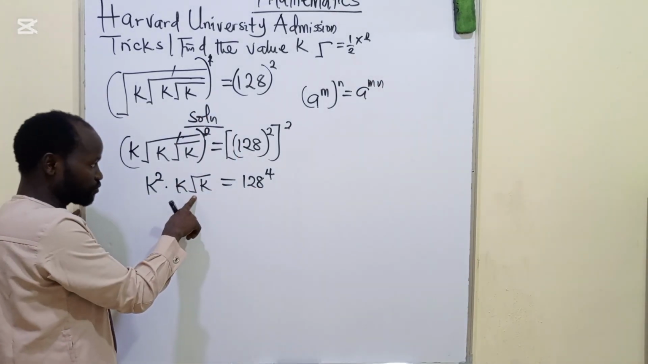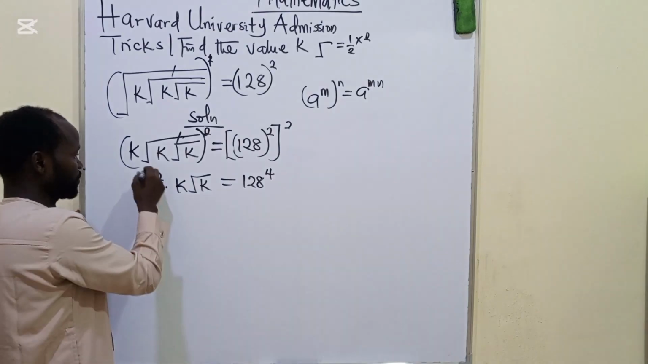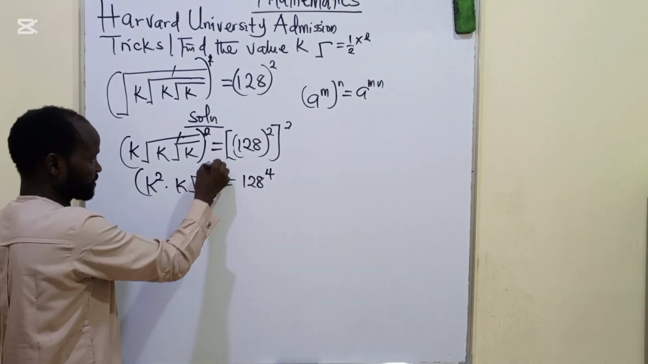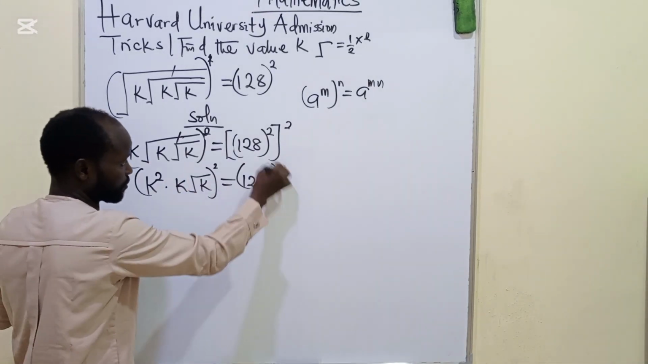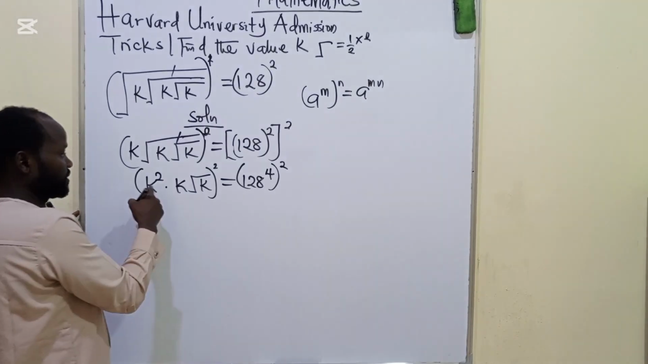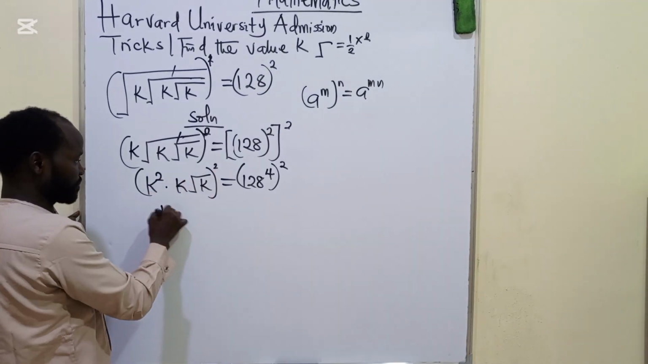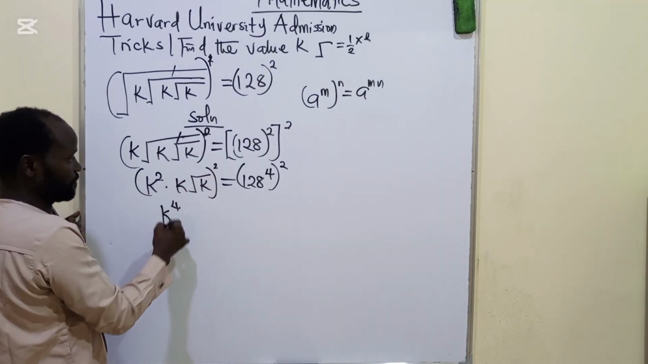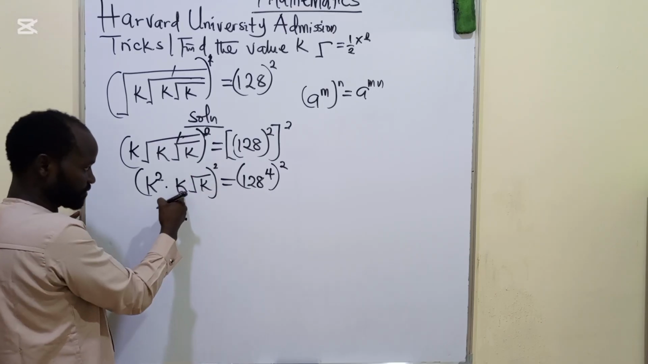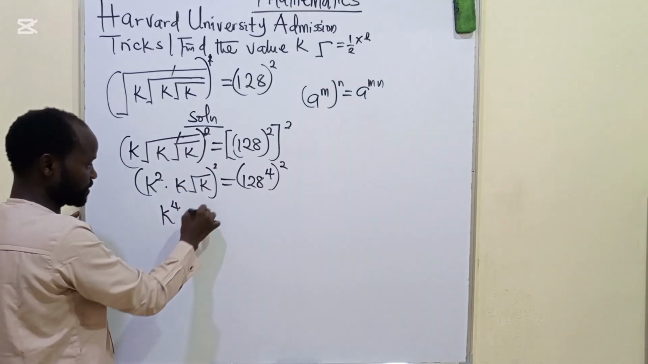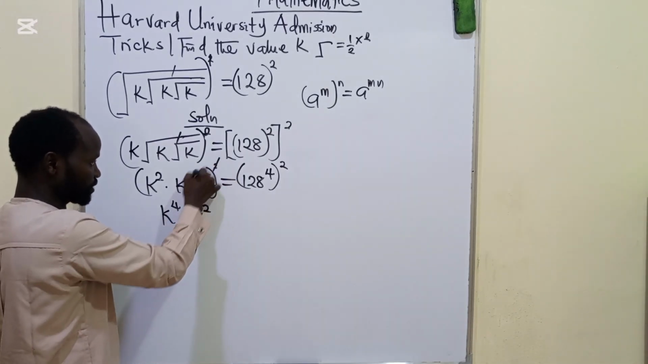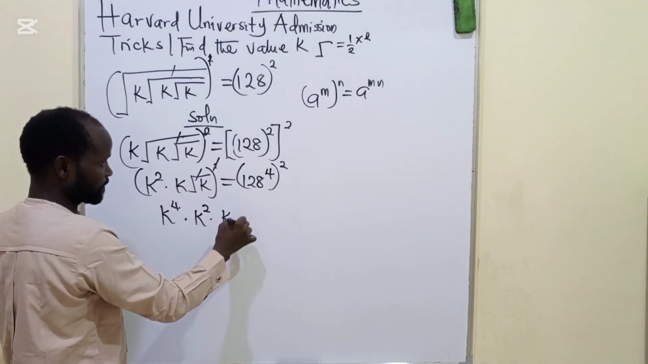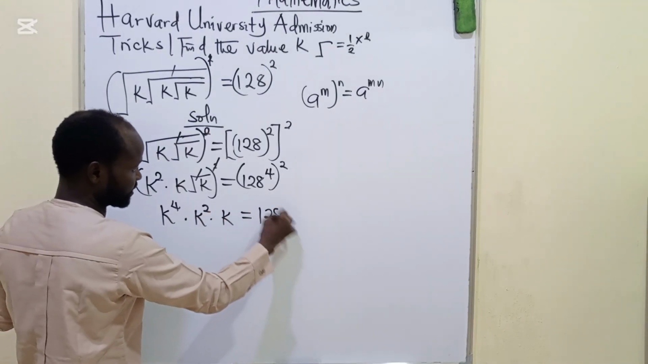To remove the last square root, we do the same. That's we square both sides now. At this point, we still square both sides. K square power 2 will be k power 4, that's 2 times 2 is 4, times k square. This k now will carry this square, that will be k square. Then this will take care of this. We are left with k. This will now be equal to 128.